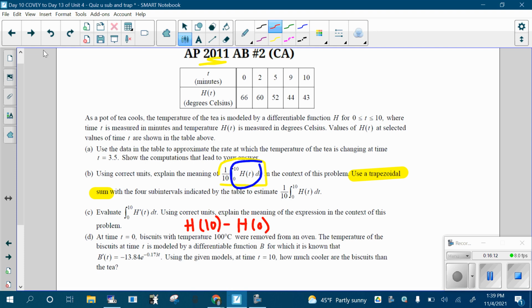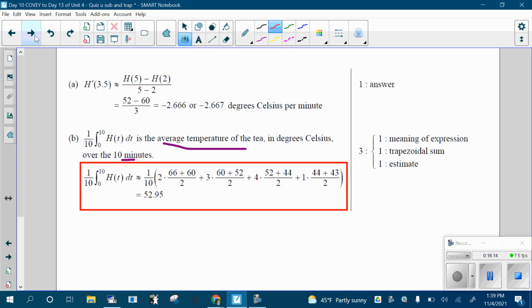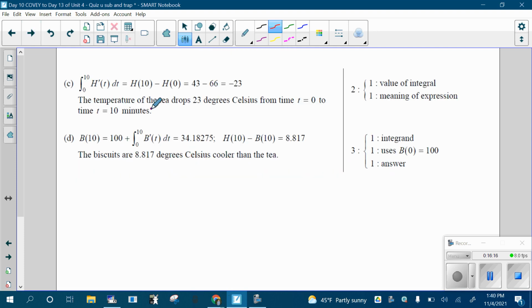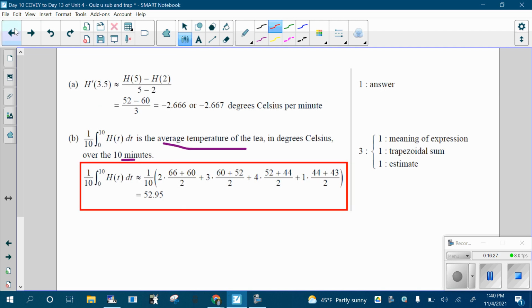Okay. What does it mean in the context of the problem? It's the net change in temperature. The temperature of the tea drops 23 degrees. Okay. Jumping back here, I haven't mentioned the points thing. Just so you know, for stuff like A, where it's just an answer, you either got it right or you got it wrong. If you put negative 2.668, you get no points.